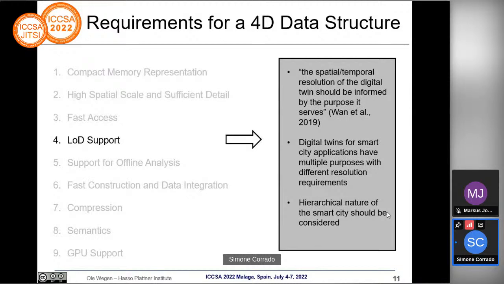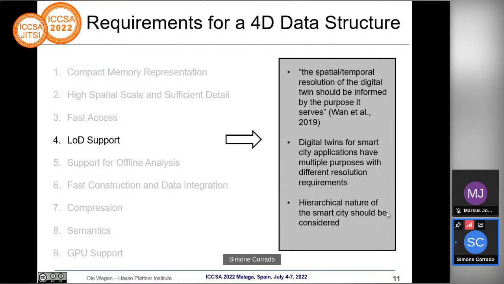Now, as we have seen in the beginning, there's a wide variety of different applications subsumed under the term smart city, and these different applications have different resolution requirements. For example, there could be an application that is responsible for monitoring the streets to detect damage on the street, like cracks. Then we would need a very high spatial resolution of our geometric data because we want to detect single cracks. But the temporal resolution maybe does not have to be that high because we only want to know right now where the cracks in the street are.